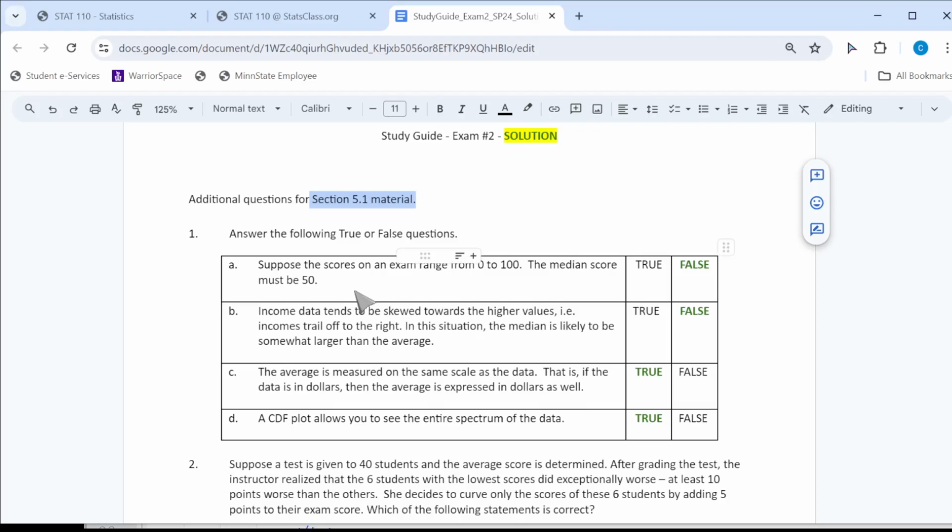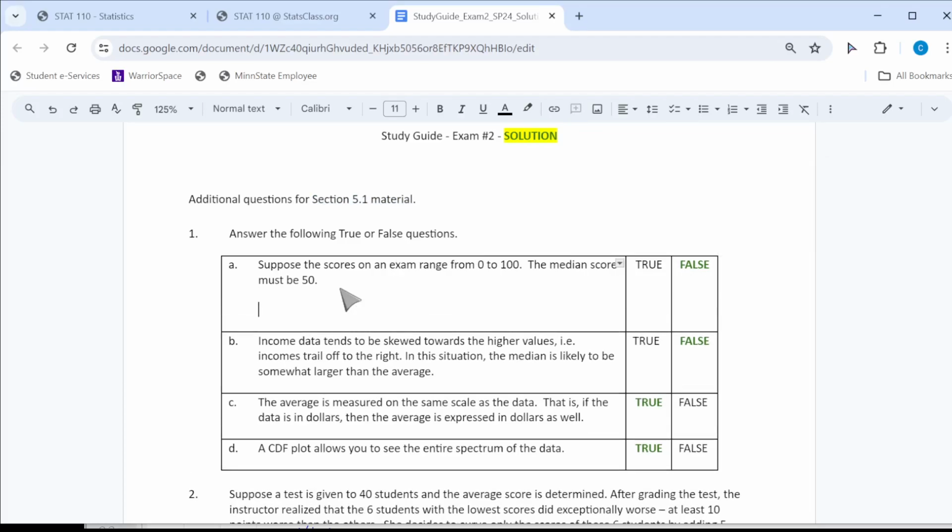Okay, so suppose the scores on an exam range from 0 to 100, the median must be 50. That is false. I could have data that looks like this: 0, and then I have 75, 75, 75, 80, and then a 90 maybe. Oh, no, they range to 100, I guess. So if I do the median thing, I'm going to cross off that one, cross off that one, cross off that one, cross off that one. The median here is going to be 75. It doesn't have to be 50. Okay, so this one's false.